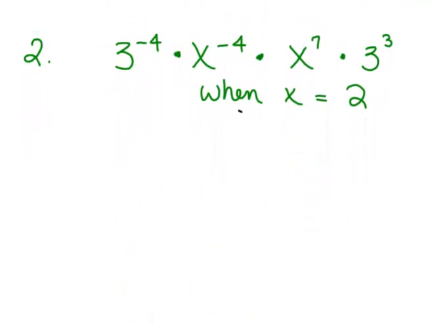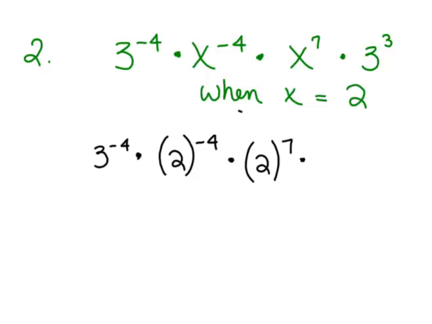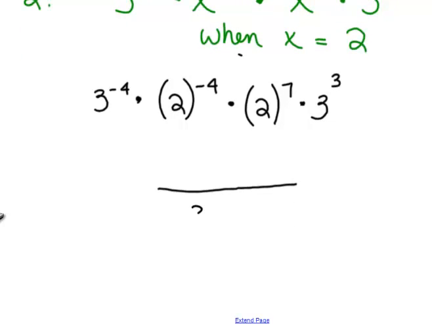So now let's do this one. I have 3 to the negative fourth times 2 to the negative fourth times 2 to the seventh times 3 to the third. Okay? So I want to get rid of those negative exponents, and I know in order to do that I'm going to have to create some fractions. So that 3 to the negative 4 is going to be in the denominator now. 3 to the fourth power times 2 to the fourth power. And then I have a 2 to the seventh power up top, and times a 3 to the third power. Okay?